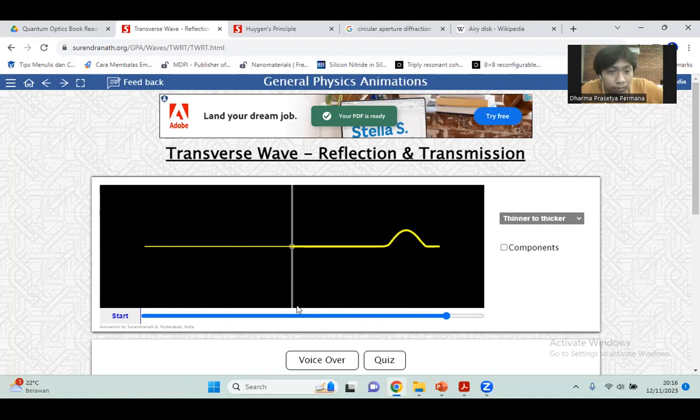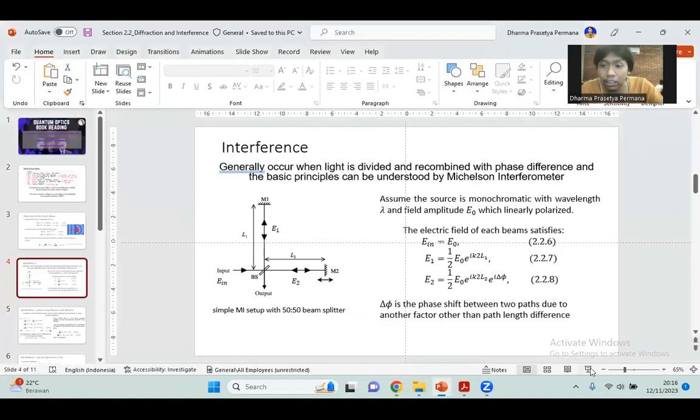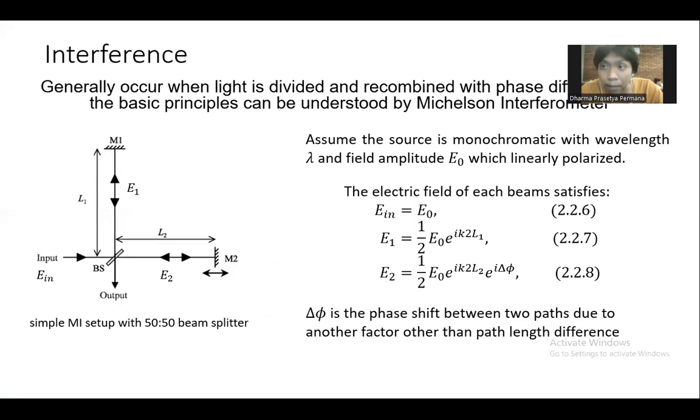Of course, there are other kinds of phase shifts which may happen in this setup, and this term delta phi is used to accommodate that. Okay, is it so clear so far?